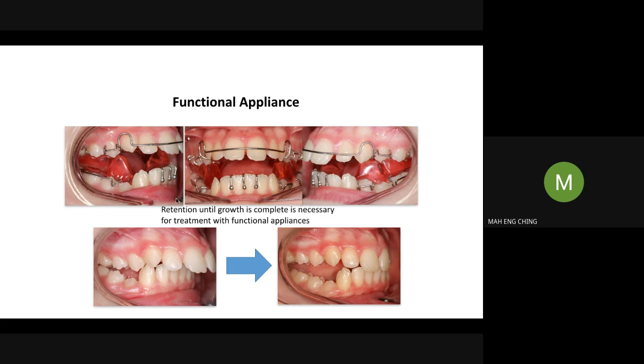So what's the retention? Retention is until the growth is complete. Let's say you start very early, about 9 years old, or sometimes people will start at 8 years old, then you have to retain the patient until the growth is complete, which is about 18 years old. If you start too early, the patient might burn out with the compliance. You have to wear this functional for about 10 years, which does not make sense. That's the reason you have to balance the risk and benefit before you start any treatment for the patients. But functional is a good choice if you want to start early.